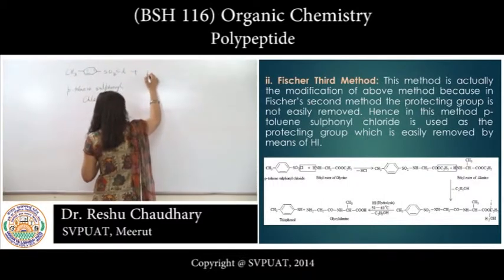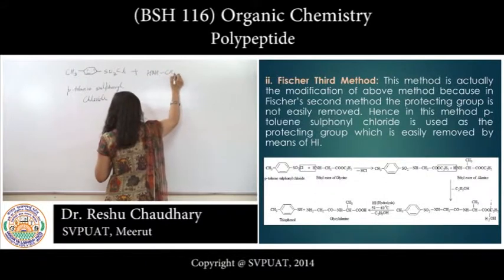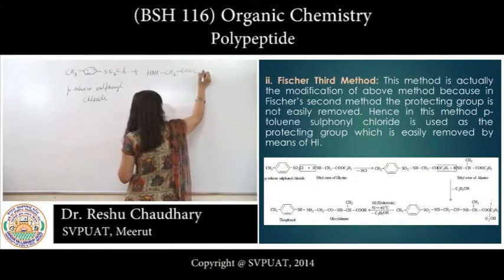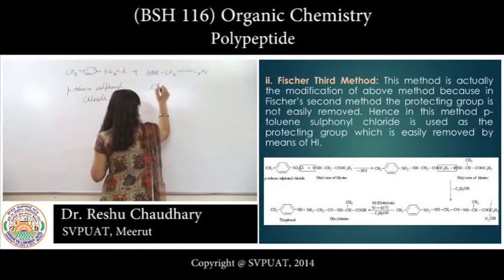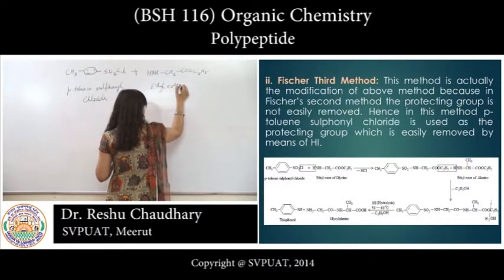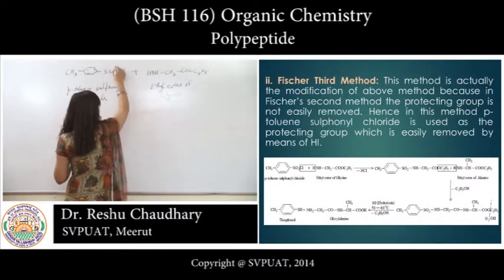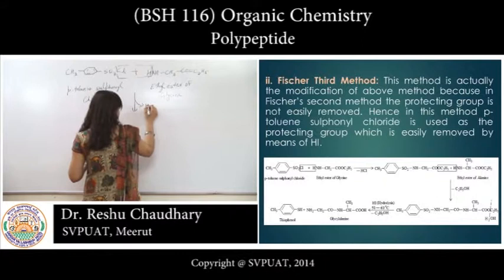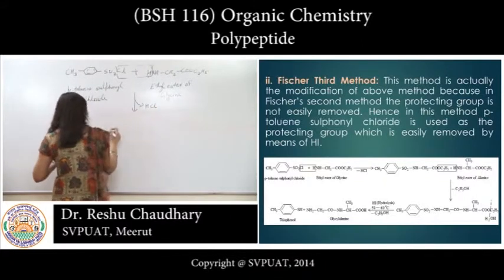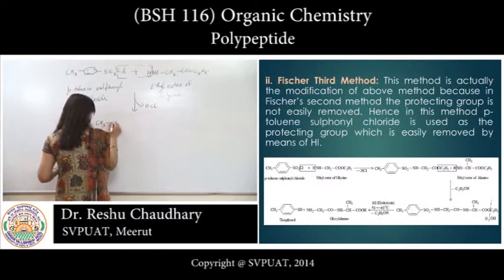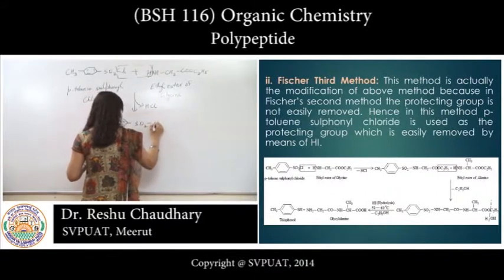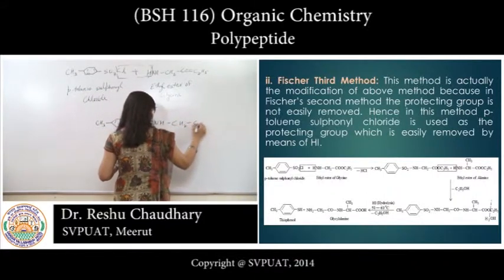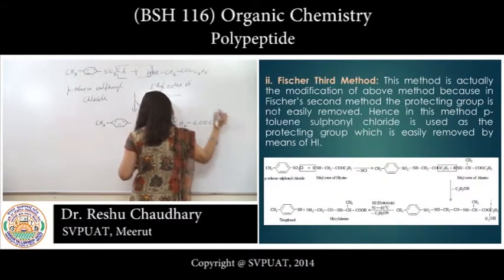It reacts with ethyl ester of glycine. This is the ethyl ester of glycine. Then this Cl and this H are condensed and HCl forms, and they come out. Is SO2 NH CH2 COO C2H5.